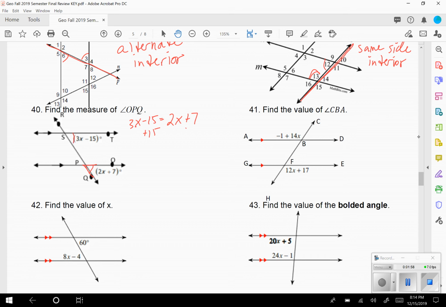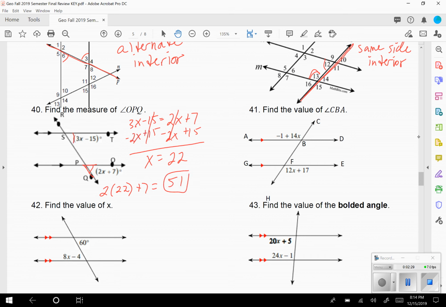Okay, add 15. Take away 2x from both sides. So 3x minus 2x is x. Okay, and 15 plus 7 is 22. So x is 22, but I need the measure of angle OPQ, so I'm going to plug that in. So I'm going to do 2 times 22 plus 7. So 2 times 22 plus 7, and you get 51.